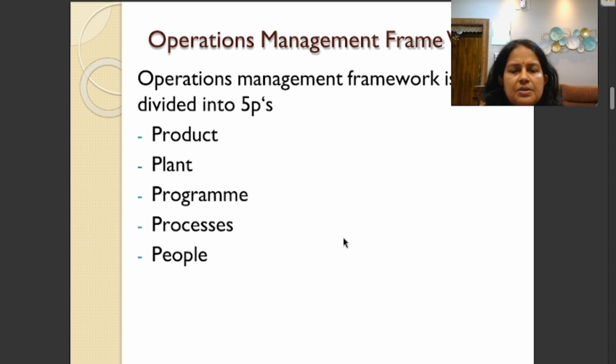Then comes the process. What is the conversion process? Maybe it is a physical conversion, chemical conversion, or thermal conversion. What is the conversion process we are following? That is all about the process. People, we deal with the people, we are managing the people, that is human resource management. That is the last one of this operations management framework. So we'll discuss them one by one very clearly.